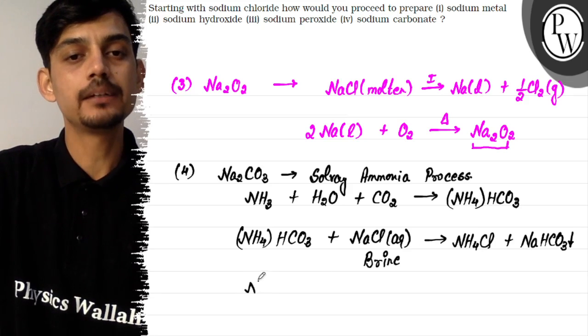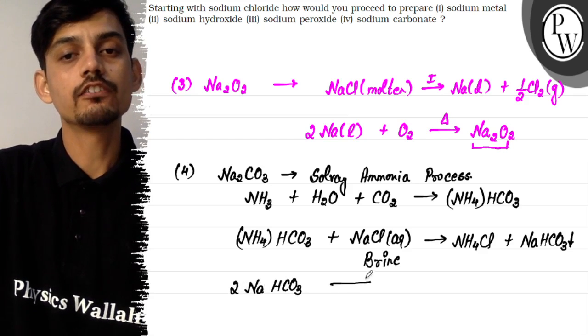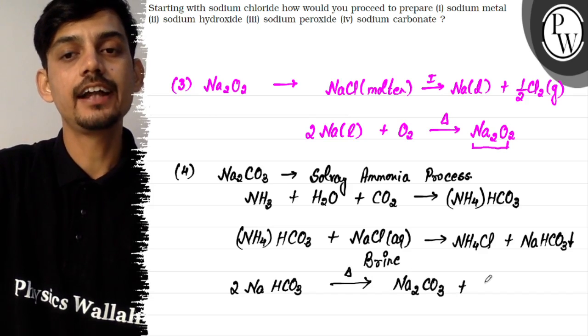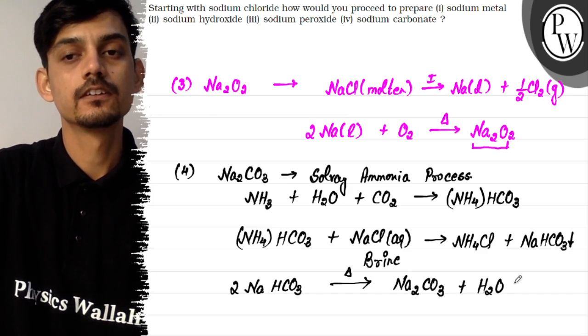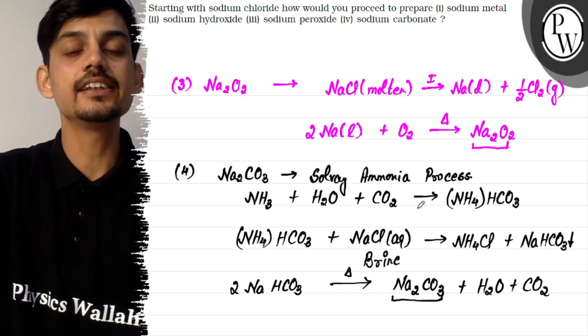Now this precipitated sodium bicarbonate, किसी भी मेटल के अगर हम बाइकार्बोनेट को बेटा हीट करते हैं तो वो कन्वर्ट हो जाता है उस मेटल के कार्बोनेट और लूज करता है वाटर एंड CO2 गैस. So using Solvay ammonia process, we can prepare sodium carbonate starting from NaCl and using ammonia and CO2 gas.